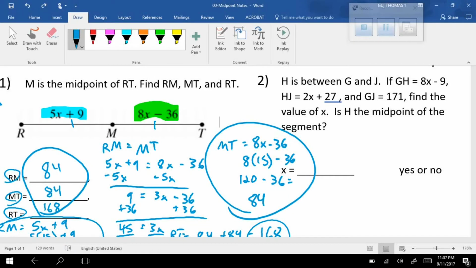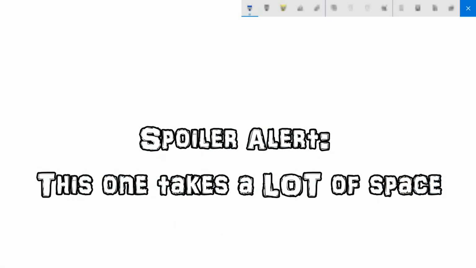Alright guys, so let's start on number 2 now. So this one's a little different. I'm gonna open up a fresh page, and you guys follow along on your own paper. So let's read the question. It says H is between G and J. So first, it's gonna help if we draw a picture. Watch this. H is between G and J. So here's G, here's J, here's H. Now, check this out though.